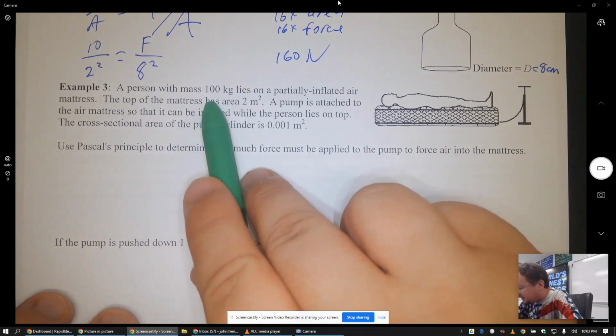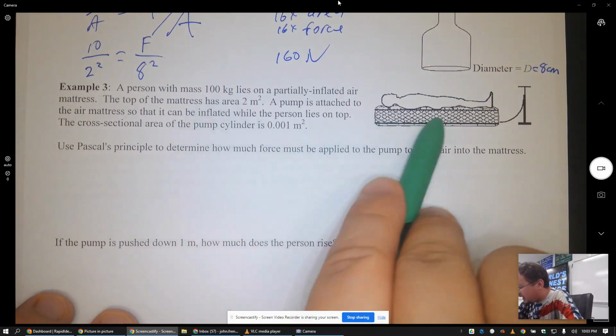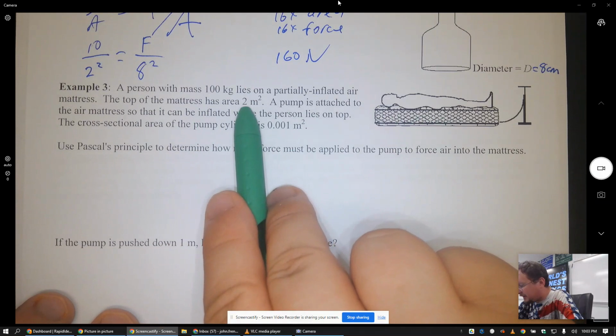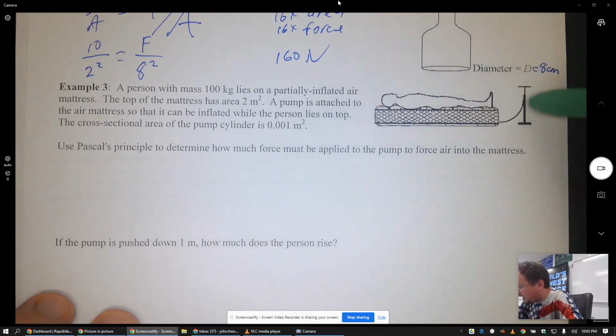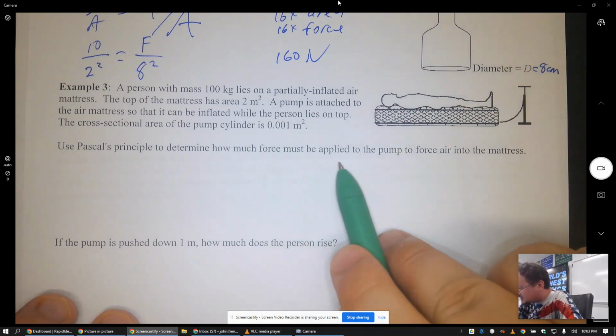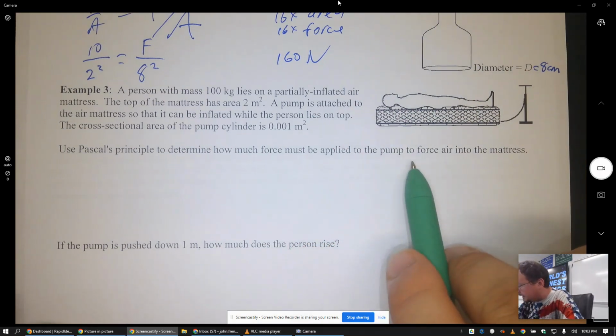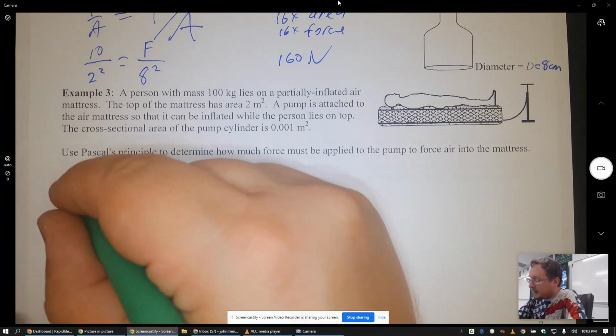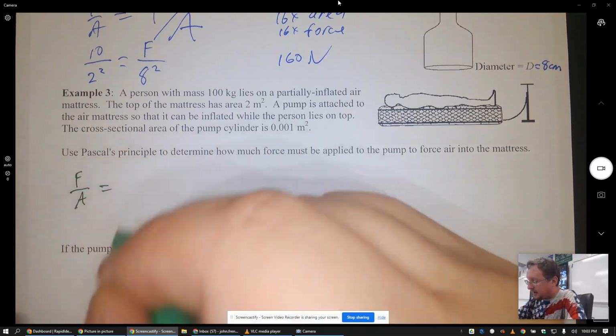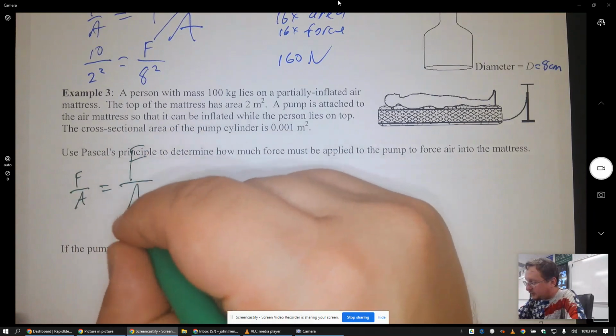Okay. This person has 100 kilograms of mass. They're on an air mattress. The area is 2 square meters. And then the pump has this tiny cross-sectional area of his little pipe. Do you see that right there, the little tube there? So how much force must be applied to the pump to force the air in the mattress? So again, the tiny force over the tiny area is equivalent to the big force over the big area.